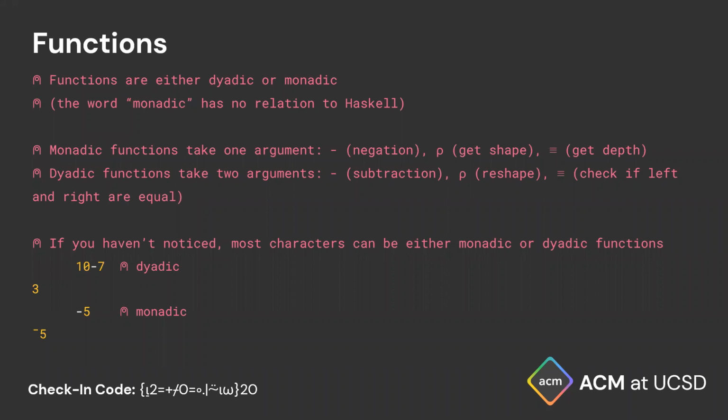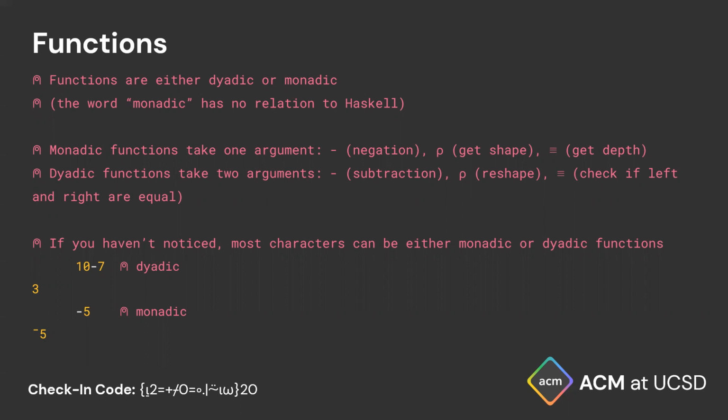All right. So we've talked about a bunch of operator symbols before, and those are actually functions. How functions work in APL is that there are two types: functions that take one argument and functions that take two arguments. Most of the operations we've covered take two arguments, like addition, subtraction, and reshape. Those take an argument on both the left and right side and combine the two. Those are called dyadic functions.